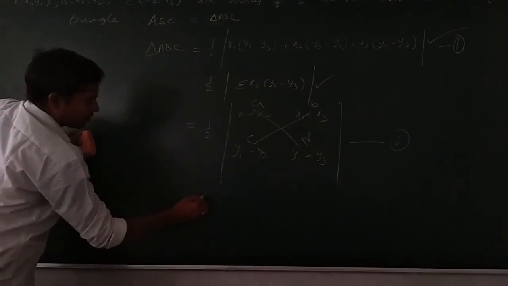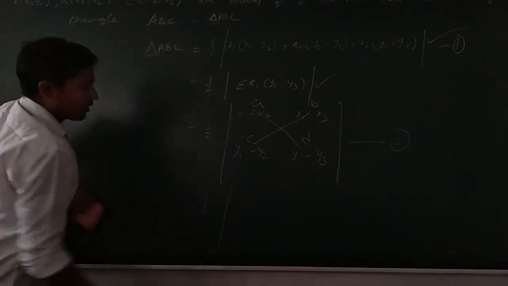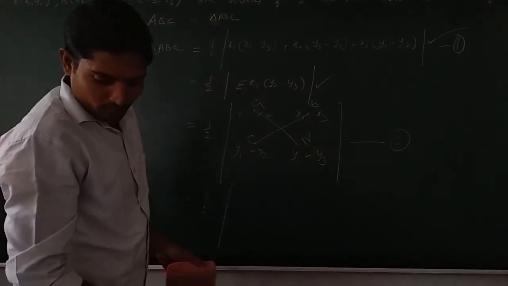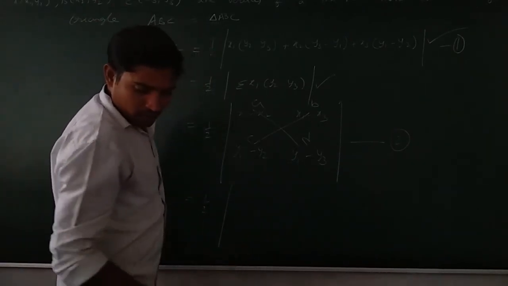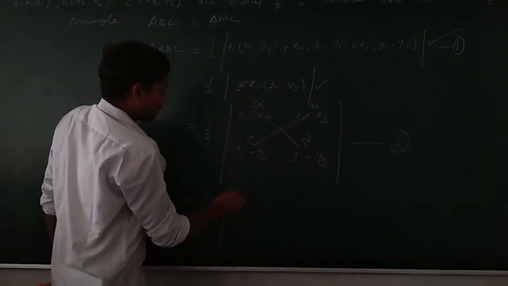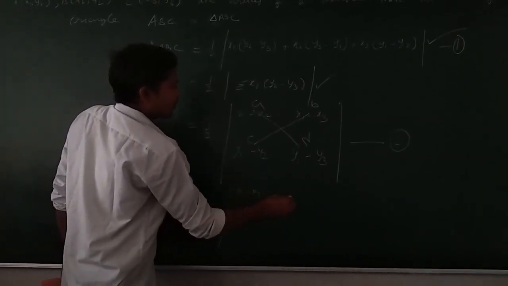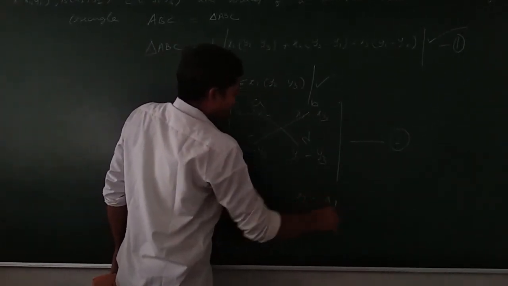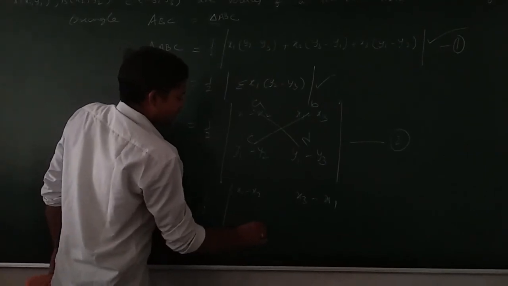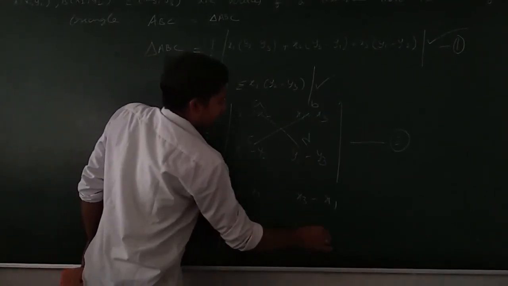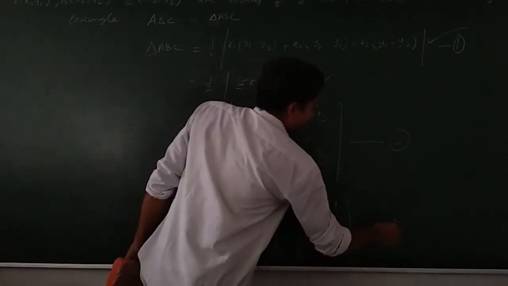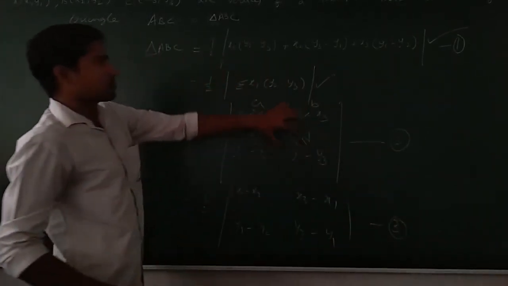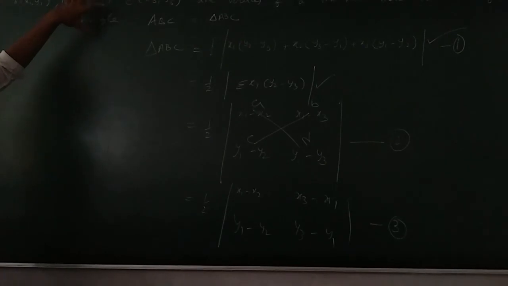Next, the third one, which is equal to half the determinant with rows x1 minus x2, x3 minus x1 and y1 minus y2, y3 minus y1. This is the third one. Any one of these three you can use to find the area of a triangle. Right?